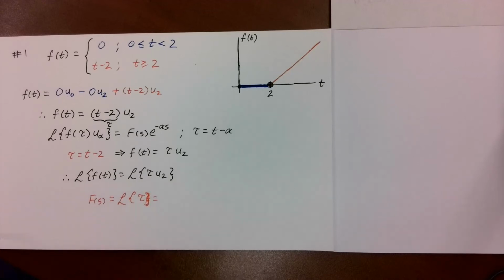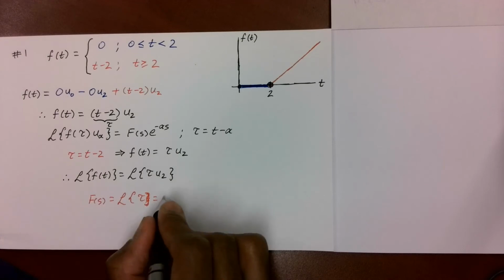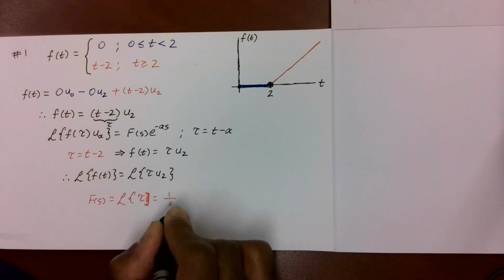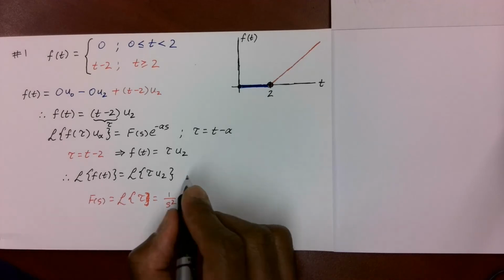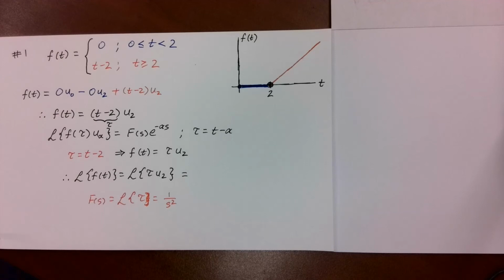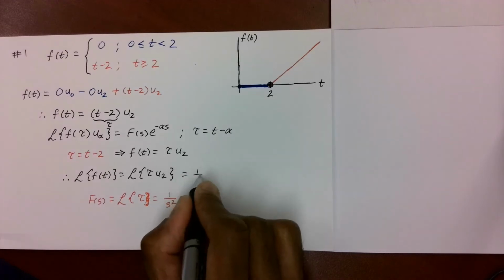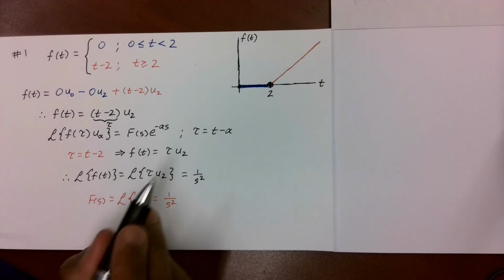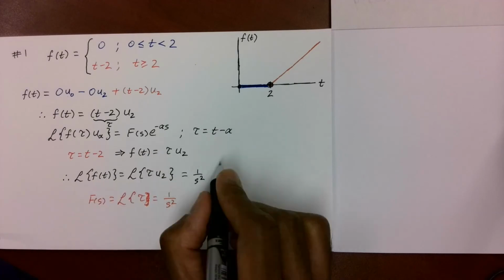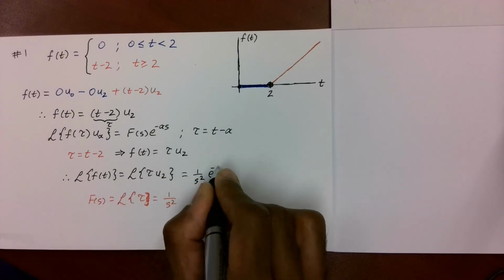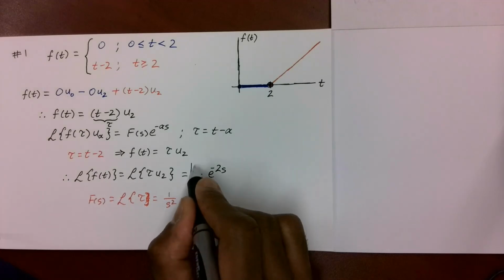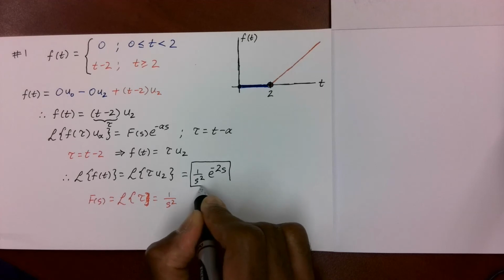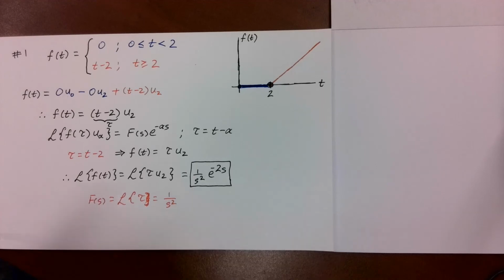which from the table or a list of transforms can be evaluated as 1 over s squared. And therefore, this becomes 1 over s squared. And because of the u2, we have this exponential term e to the negative 2s. And therefore, the Laplace transform of t minus 2 u2 is 1 over s squared e to the negative 2s.